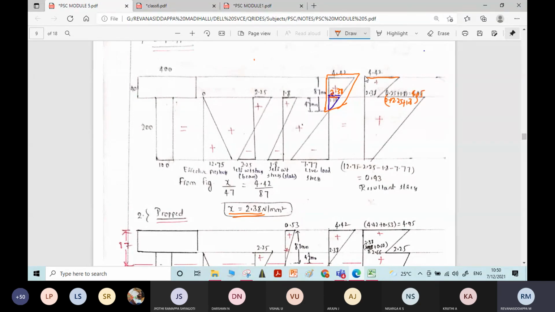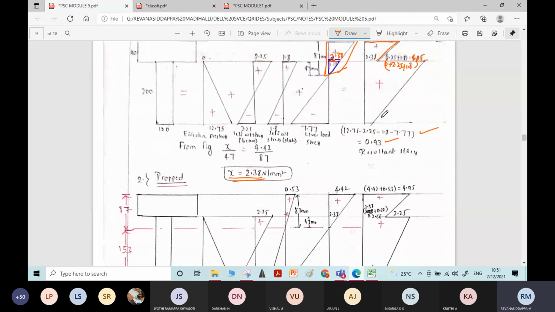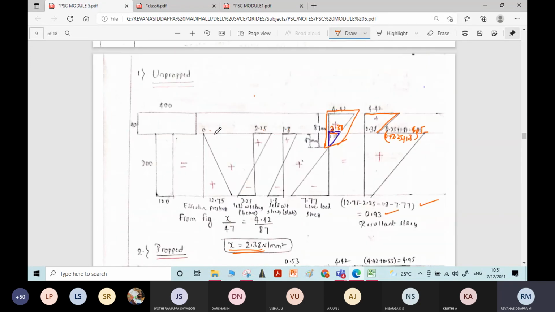Initially the top fiber stresses are over the top of the slab. Then the stress due to the full section is 2.38 plus 1.8 plus 2.25 plus 0, the stresses corresponding to the top of the beam. That I have written. Then here we add all the things: 12.75 minus 2.25 minus 1.8 minus 7.77. If you do this, you will get 0.93 as the resultant stress at the bottom. In this way you need to write the diagram of the resultant stress. This is for the unpropped condition.